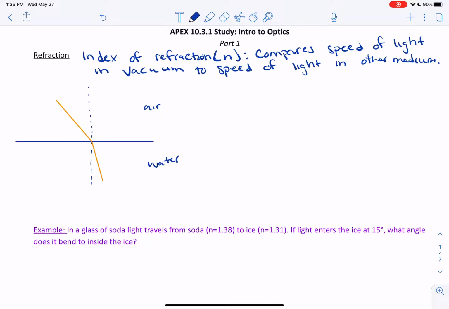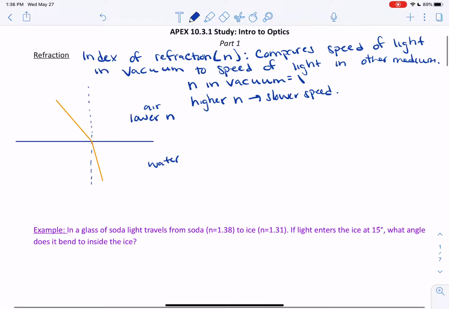Okay, so the index of refraction in a vacuum is equal to 1. And everything else is going to be higher than that. And the higher your index of refraction is, the slower the speed of light is going to be. Okay, so this is a way that we compare these two quantities. And so in this situation where we have air going into water, air has a lower index of refraction and water has a higher index of refraction, okay?